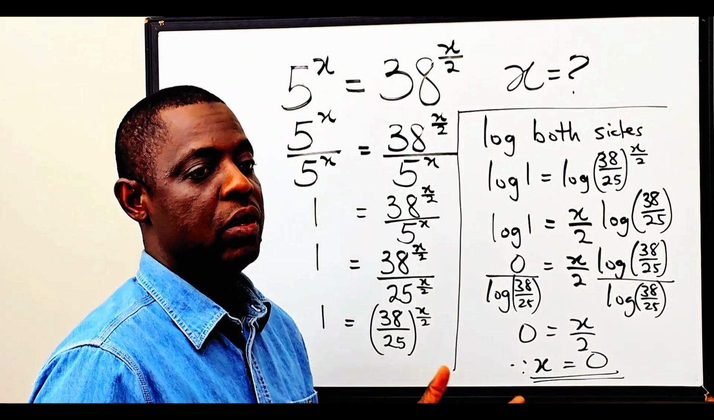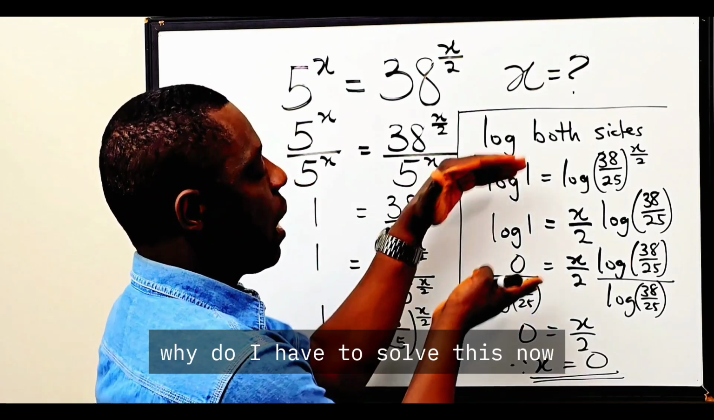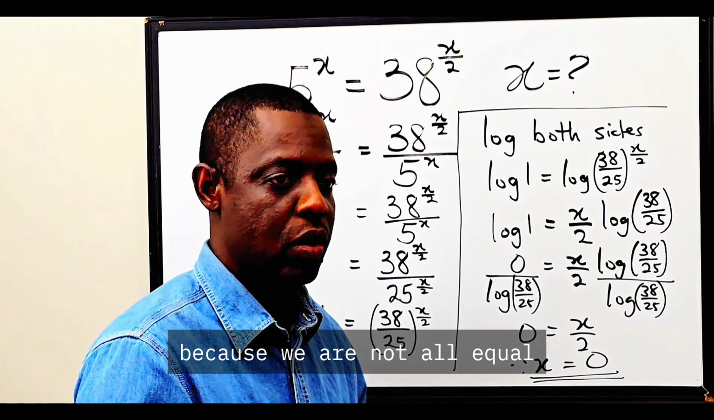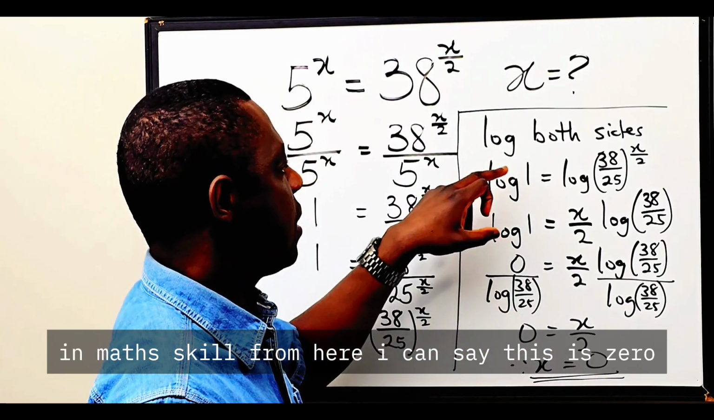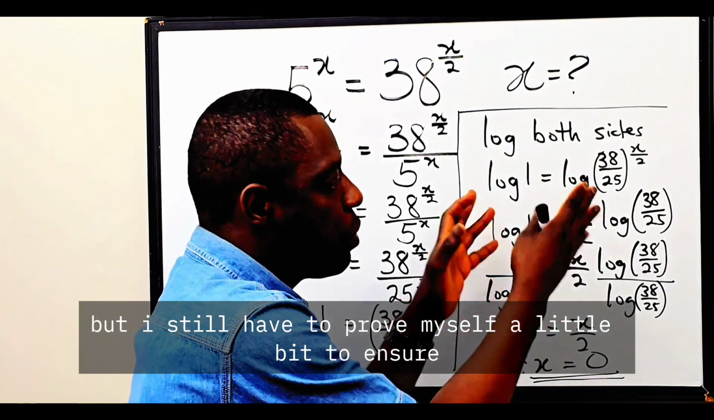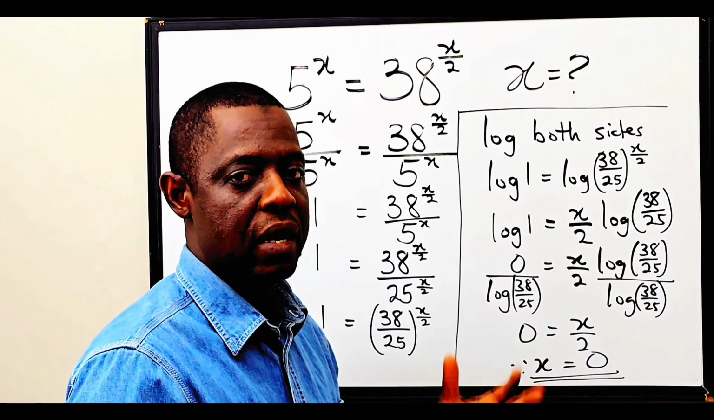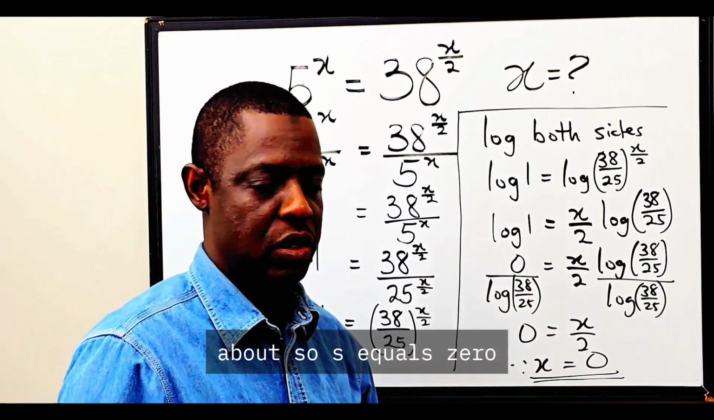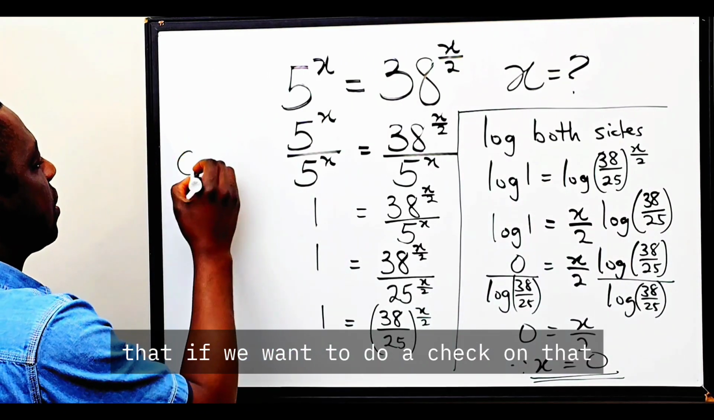I'm pretty sure some great mathematicians here will ask, oh, why do I have to solve this now? I'm solving that because we are not all equal in math skill. From here, I can say this is 0, and the answer x is equal to 0. Fine. But I still have to prove myself a little bit to ensure that this is what the question is talking about. So x equals 0. And we can do a check on that.